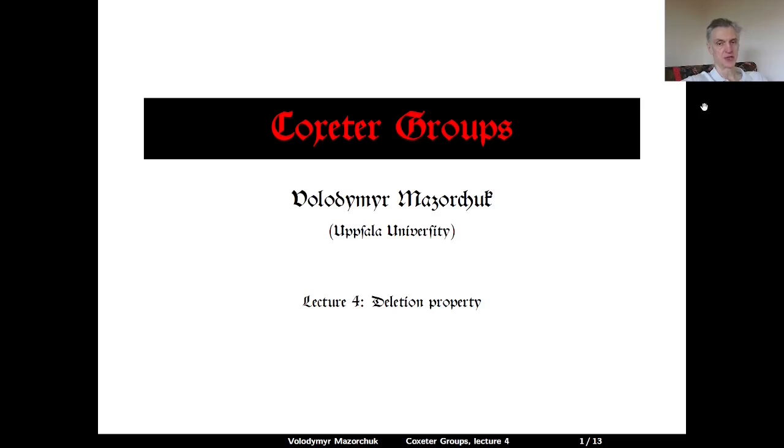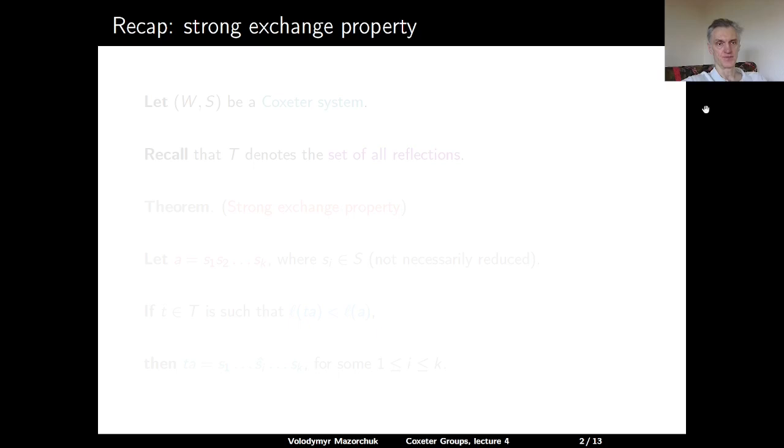Coxeter Groups, Lecture 4, Deletion property. Let us recall the strong exchange property which we discussed in the previous lectures. Let (W, S) be a Coxeter system. Recall that we denote by T the set of all reflections. These are conjugates of the generators of S.